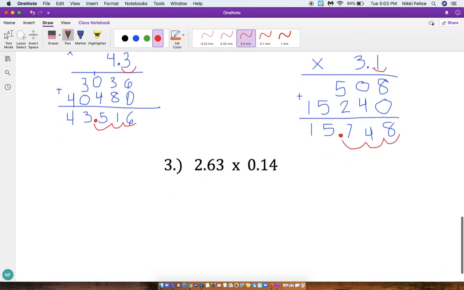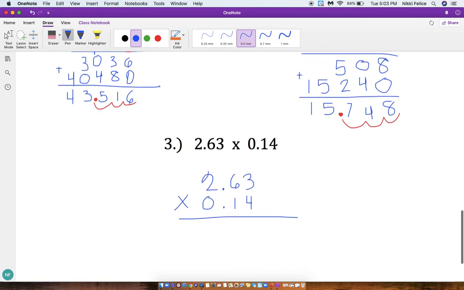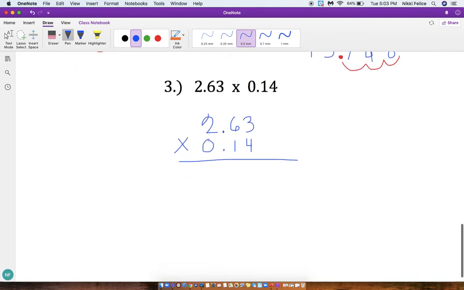Let's do one more. 2.63 times 0.14. All right, so we're going to do 4 times 3, which is 12. So 2 goes down and 1 comes up. 4 times 6 is 24, plus the 1 is 25. So 5 goes down and 2 comes up. 4 times 2 is 8, plus 2 is 10.